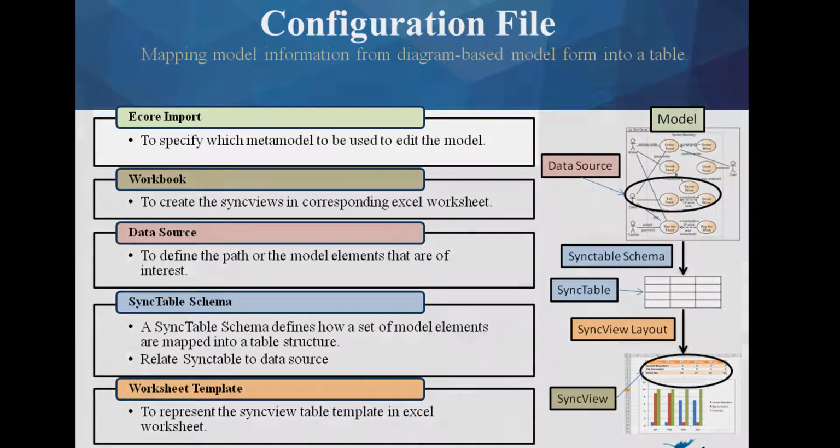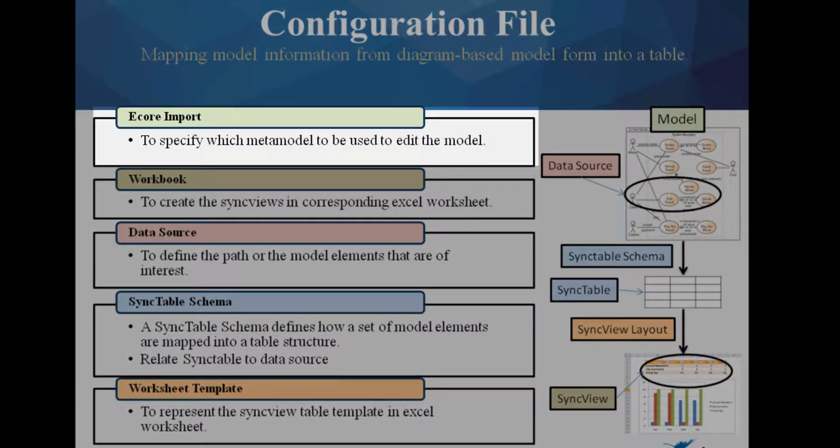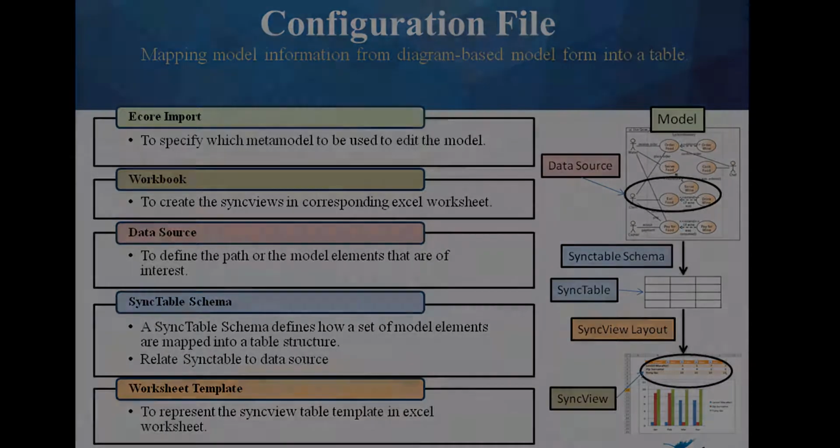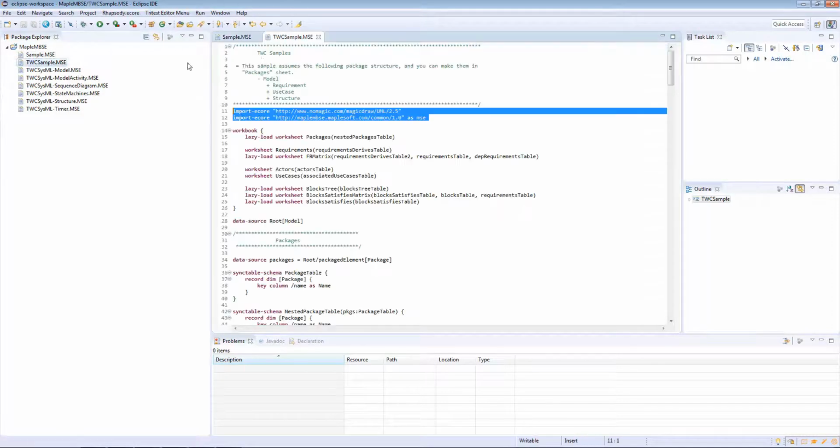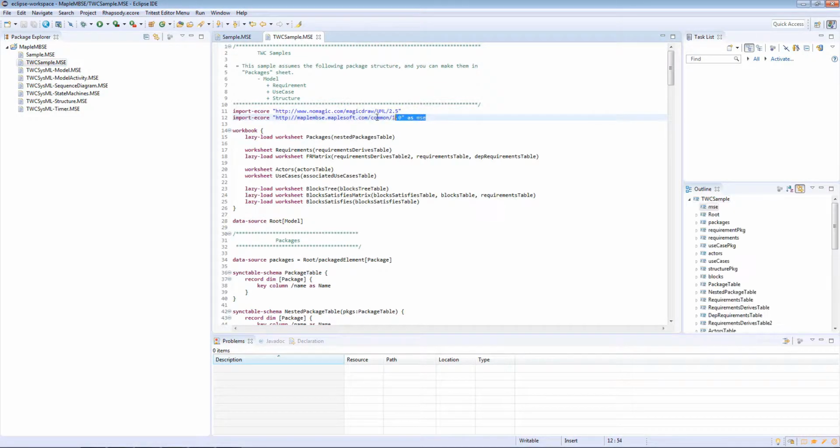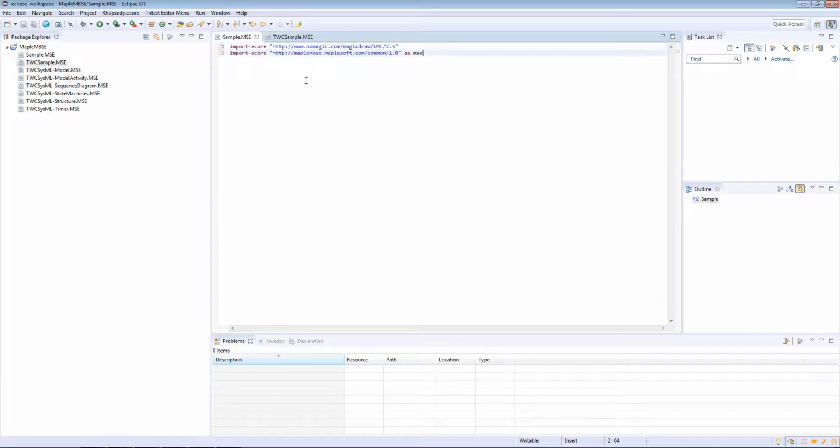So let's create our first MSE file. I have opened team workload sample. Let's copy the import ecore. The import ecore is going to remain the same for all Magic Draw products. Here we want to work with Magic Draw UML 2.5, so we are importing it, and then we are importing MapleSoft Eco. We are calling it MSE to be further used in this.